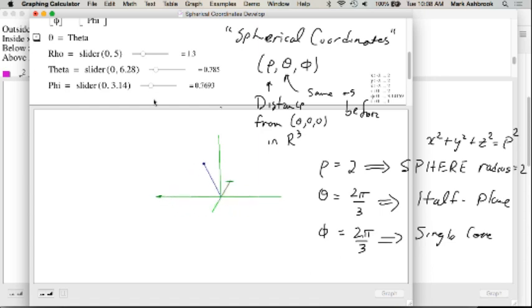Okay, so here's the point. Rho is 1.3. Theta is about pi over 4. And phi is about pi over 4. Okay? But it doesn't matter. This is just representing any point.